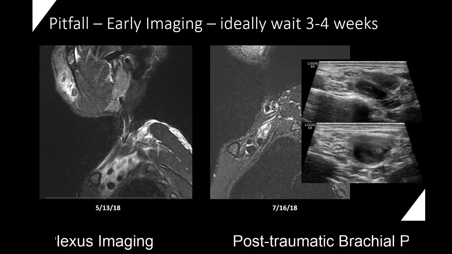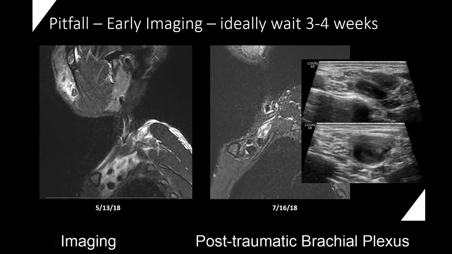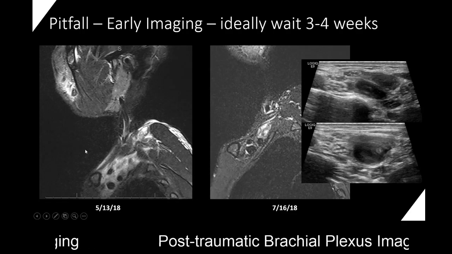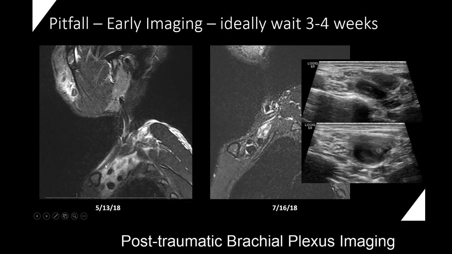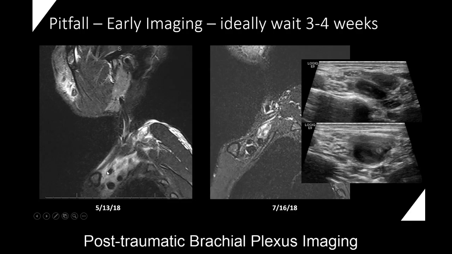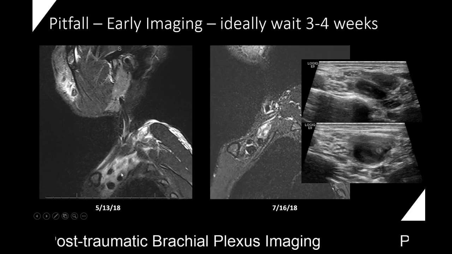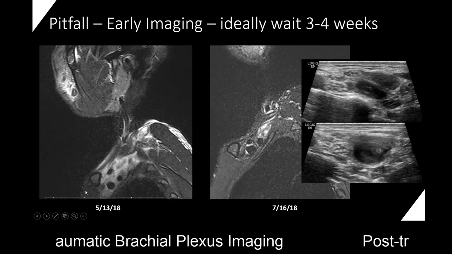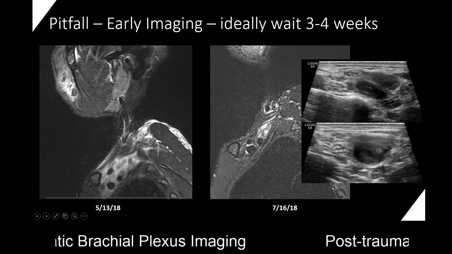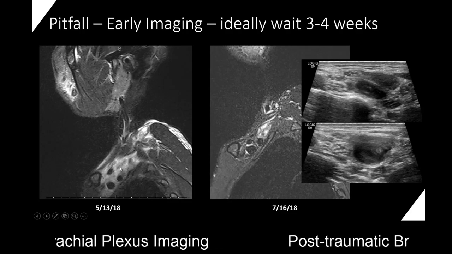One pitfall that you may run into is when imaging is performed too early. And so this is a patient who suffered a brachial plexus injury and was imaged a couple days afterwards, and you see that the whole area is obscured by edema or hemorrhage. This is not failed fat suppression. You can see good fat suppression in other places, so this is just what happens after the injury.